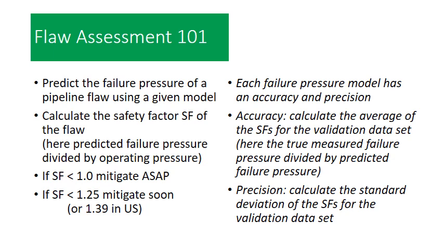Now, an important thing to think about is each one of the failure pressure models that are available have an accuracy and precision. And these are all determined by integrity engineers like myself that like to play with statistics and data and fit the various data that we've got to the various pressure models. Now, when I talk about accuracy, the accuracy is generally determined by calculating the average of the safety factors of the validation data set. So you have a validation data set, you calculate a predicted failure pressure, and you compare that to the measured failure pressure. So here, when I talk about safety factor, I mean the true measured failure pressure divided by the predicted failure pressure. And then we can also think about precision, where we calculate the standard deviation of all the safety factors for the validation data set.